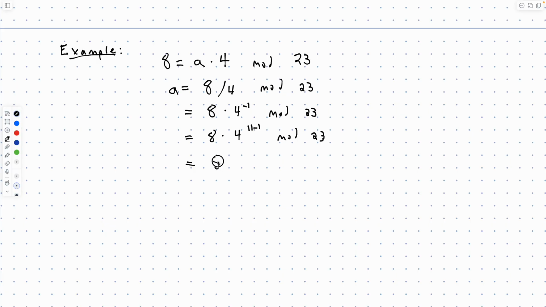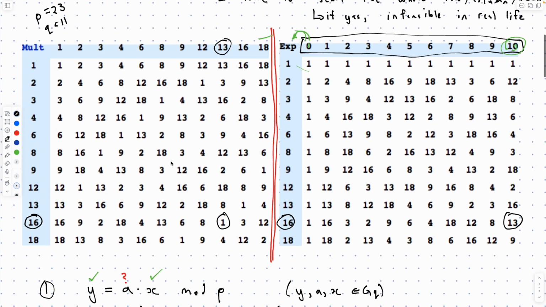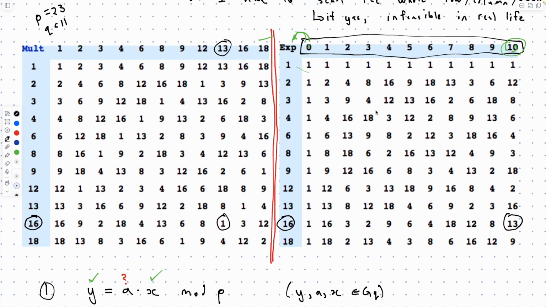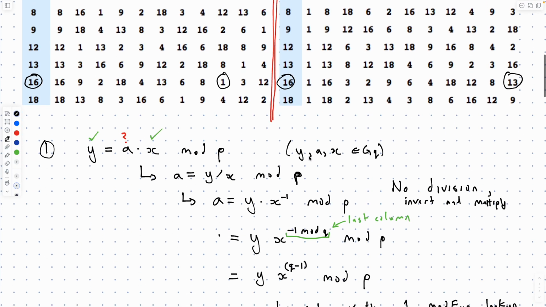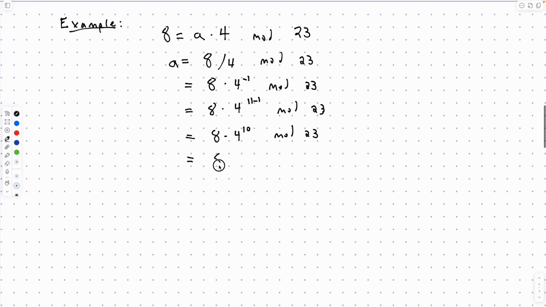This is the same as 8 times 4 to the 10 mod 23. Okay, now we got to start using our table. So what's 4 to the 10? Which table am I looking at? Am I looking at the multiplication or the exponentiation? Okay, and so I have 4. I want to raise it to the 10. What's the answer I get? 6. Okay. So 8 times 6 mod 23.